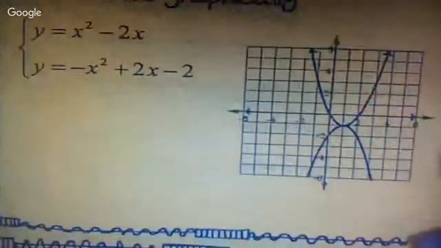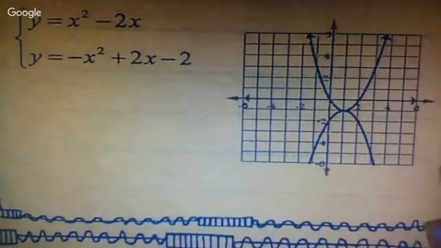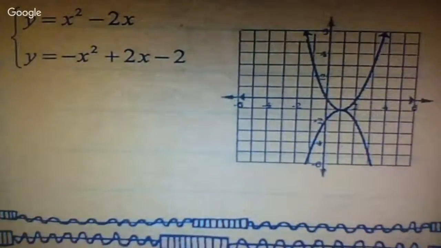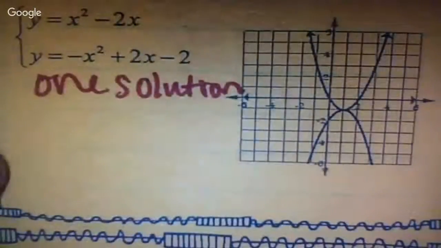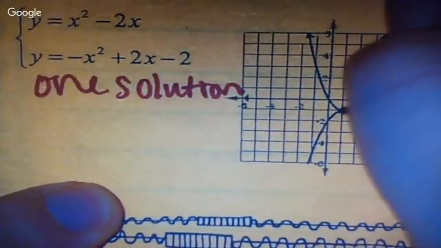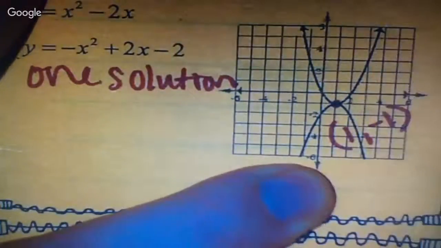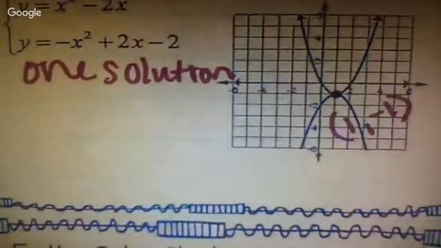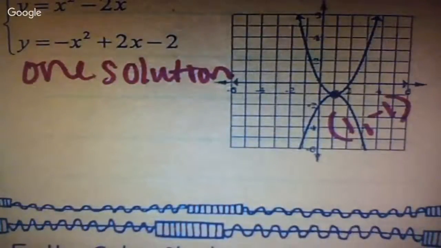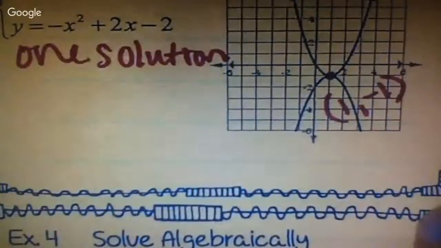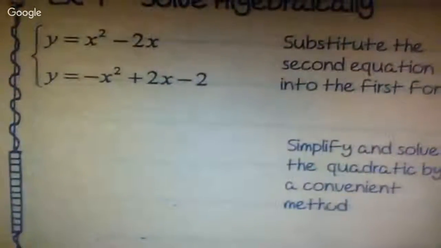Okay, so take a look at this one. How many solutions do I have here? One solution. What is this point? 1, negative 1. Okay. So, again, same problems.